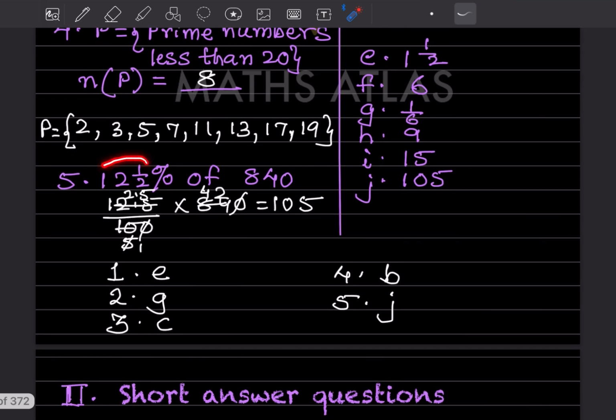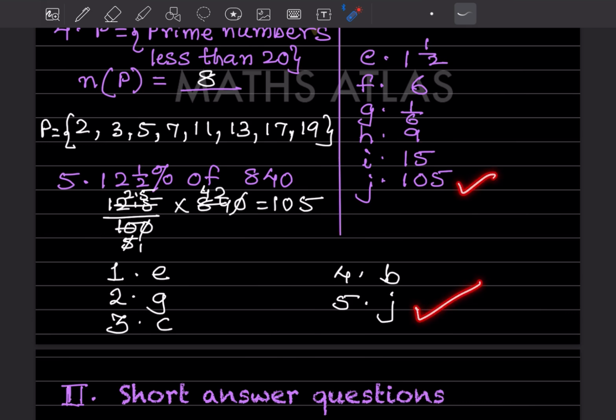Now here it says 12.5% of 840. 12.5 means it can be 12.5, and percentage means you are going to divide it by 100. And of means multiplication. And this will be 840. So this and this go off. Then it will be 2 5s are 10, 2 42s are 84. You can do it anyways, simplifying is up to you. So now what you can do here, 12.5 divided by 5, that is going to be 2.5. So 2.5 into 42, that is going to be 105. So now where is 105? It is on J.